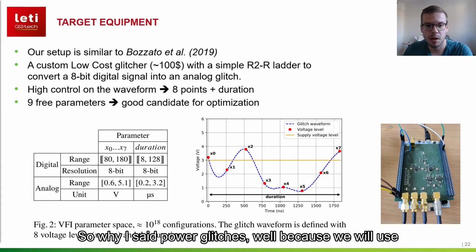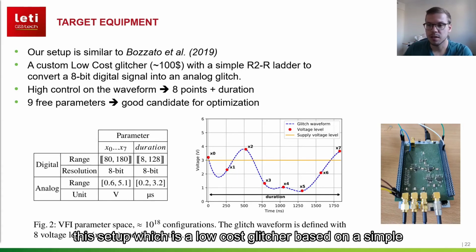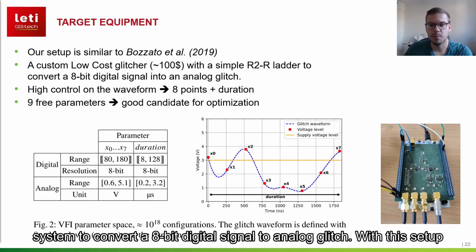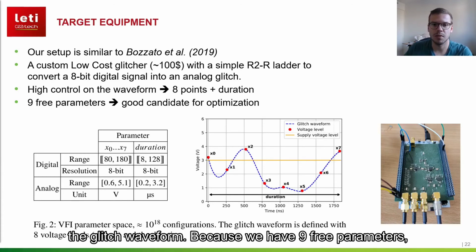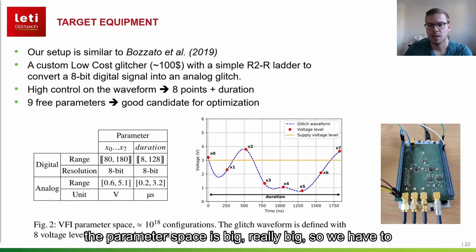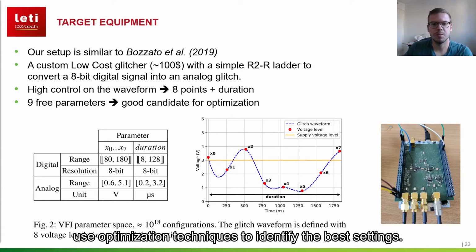So why do I say power glitches? Well, because we will use this setup, which is a low-cost glitcher based on a simple system to convert an 8-bit digital signal to an analog glitch. With this setup, we can adjust 8 different voltage levels to adjust precisely the glitch waveform. Because we have 9 free parameters, the parameter space is big, really big, so we have to use optimization techniques to identify the best settings.